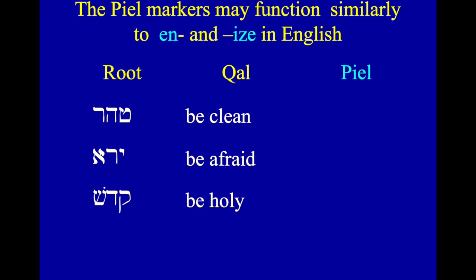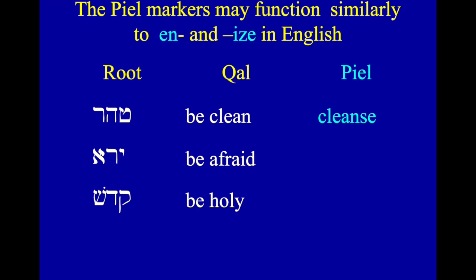So let's do some examples here. On the left you see three Hebrew roots: tahar, yara, and kadash. The root tahar, or really taher, means in the Qal to be clean. This is a stative verb. It's about possessing a state, being something. Taher means to be clean. In the Piel, remember, we're going to add like ize, right? To cleanse, to cleansify, right? To make clean.